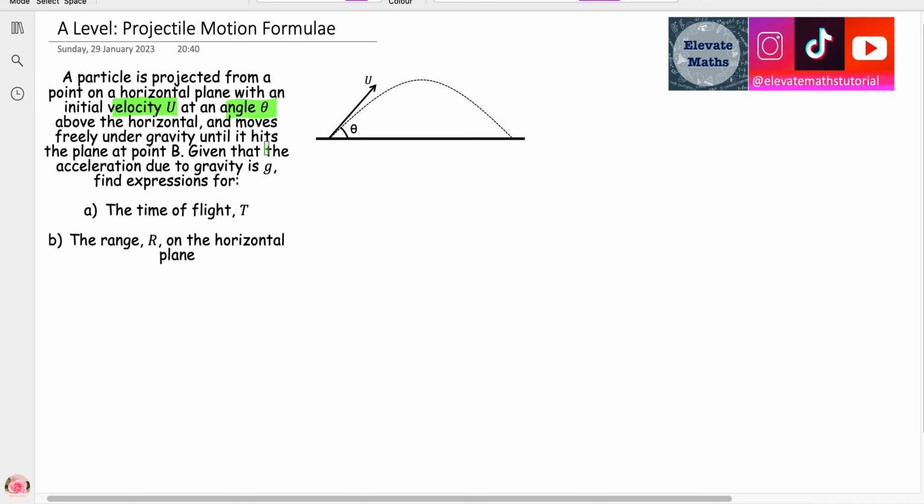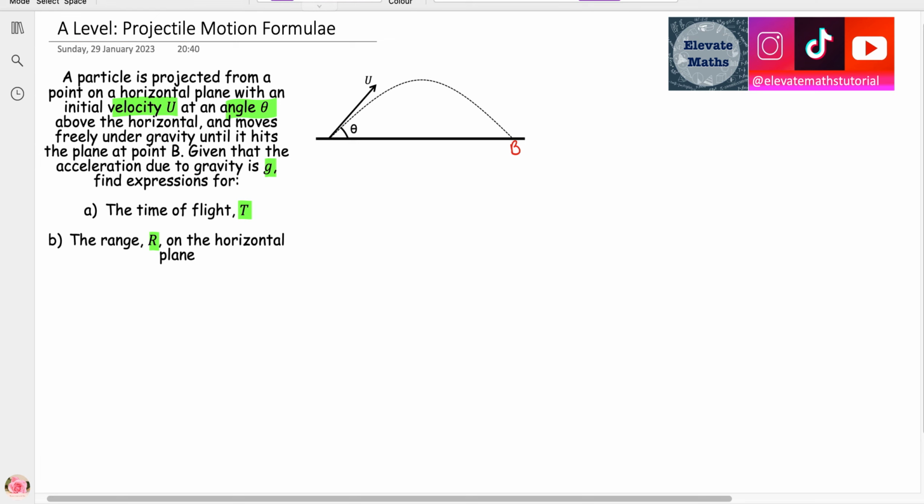an angle theta above the horizontal and moves freely under gravity until it hits the plane at point B. So this is your point B. Given that the acceleration due to gravity is g, find an expression for the time of flight T, and part B is the range on the horizontal plane.